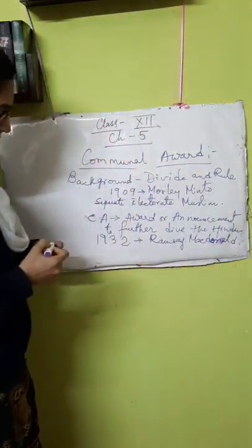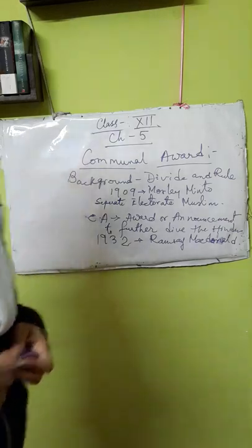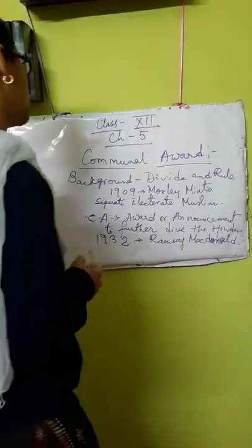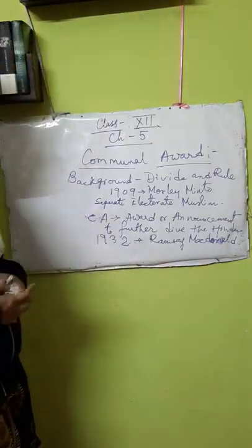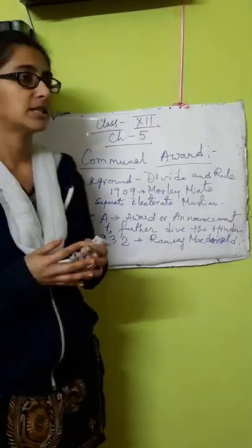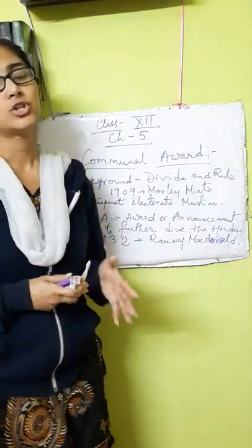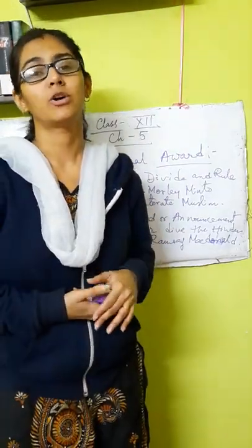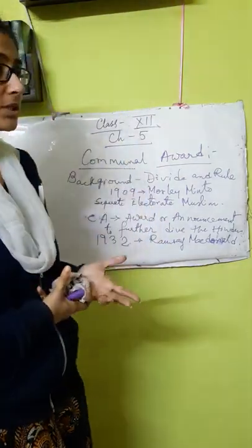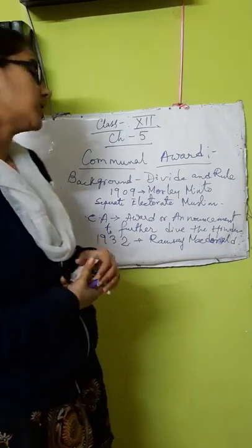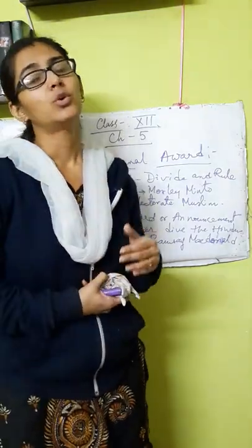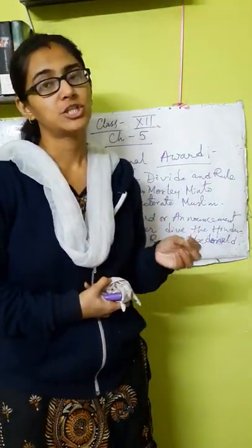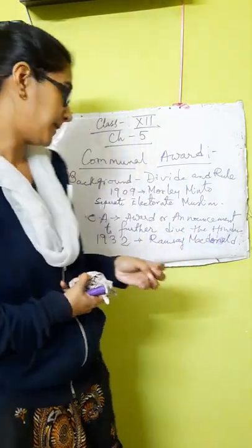So Ramsay MacDonald declared the Communal Award on 16th August 1932, and there we see they said in an announcement that is the introduction of separate electorates for each and every community of India. So what was the Communal Award? The Communal Award was the announcement to introduce separate electorates for each and every community of India.